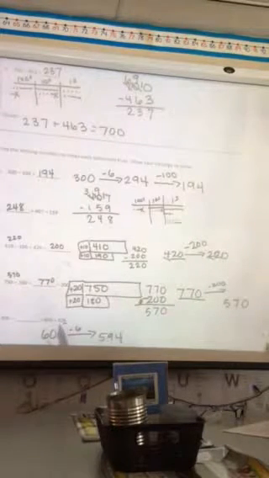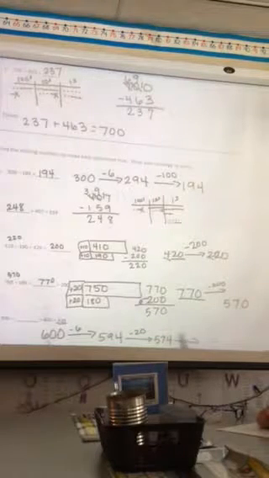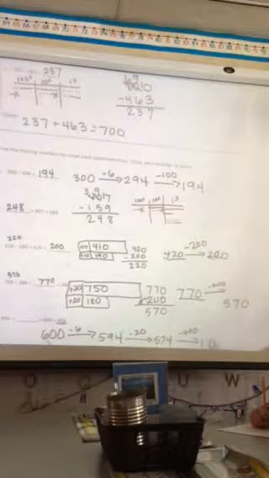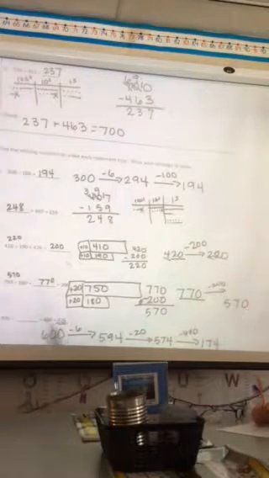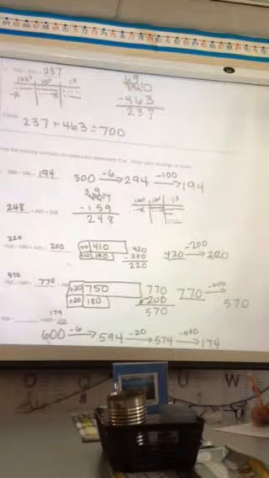And then I need to subtract my 2 tens. So 9 minus 2 is 7. So 594 minus 20 is 574. And then I need to subtract my 400s. So 500 minus 400 is 100. So I know that this side of my equation is going to be 174.